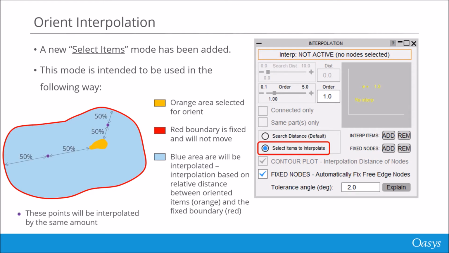Let's just show an example here. Let's pick these 2 points on the blue mesh. And let's say these 2 points are halfway between the orange selected area and the red boundary, as you can see here. So these 2 points will be interpolated and moved by the same amount because they are the same relative distance between the orange items that you've selected to translate or rotate and the fixed boundary.